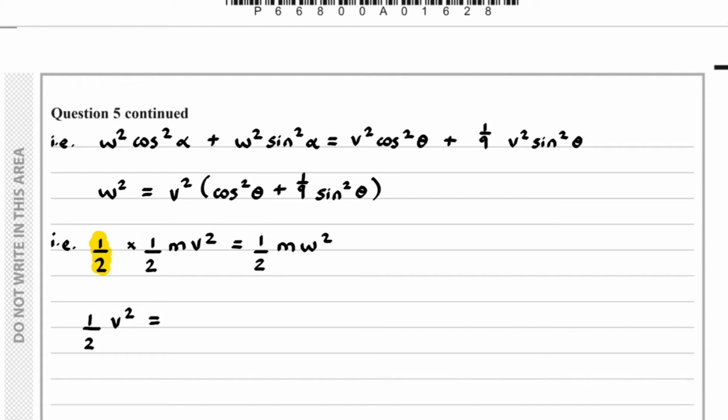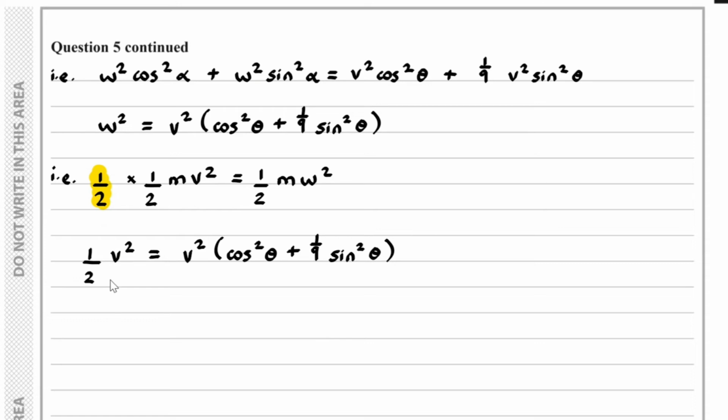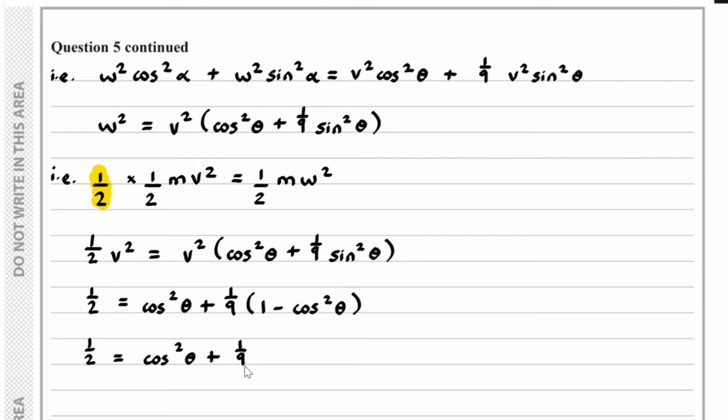Now w squared will equal v squared lots of cos squared plus 1/9 sine squared. Now here the v squareds cancel out. Perhaps if I write the half over here, with the v squareds cancelling out, I'm left with 1/2 equals cos squared theta plus 1/9 sine squared. Now, sine squared is the same as 1 minus cos squared. So if I expand and simplify, I've got 1/2 equals cos squared plus 1/9 minus 1/9 cos squared.